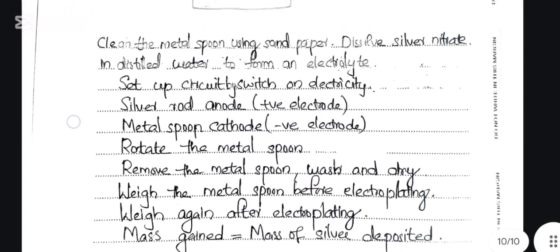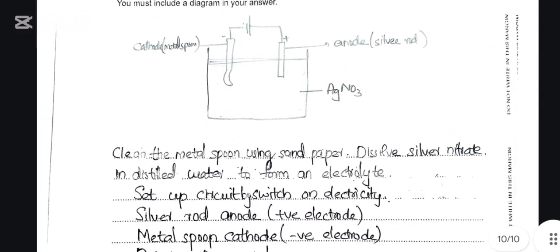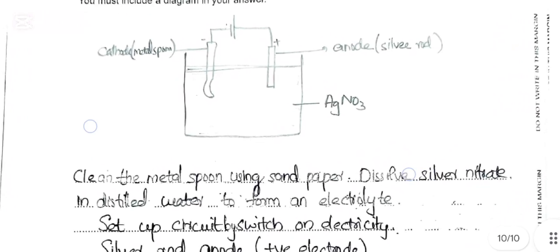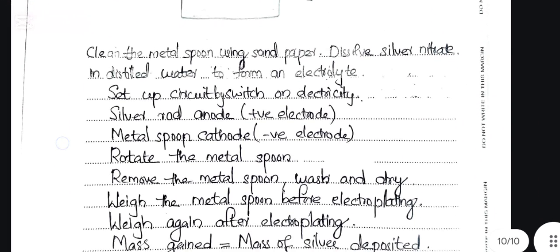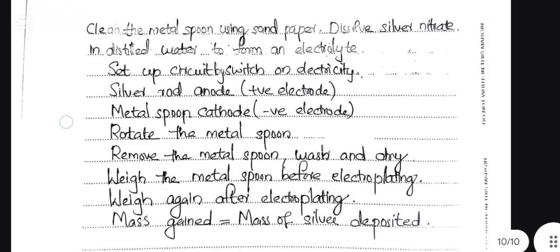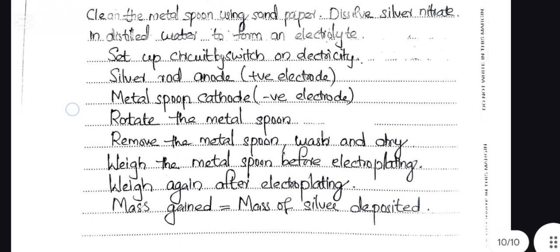So you must keep rotating the metal spoon. The purpose of this is that all parts of the metal spoon are covered with silver. Then remove the metal spoon after some time. You can set a timer, right? You can mention the timer if you want, set it for 5 minutes, 10 minutes.